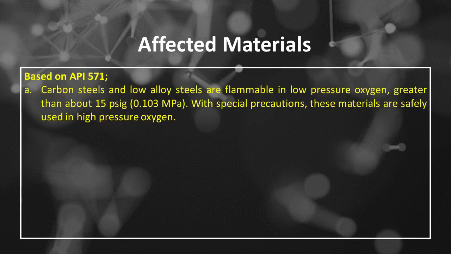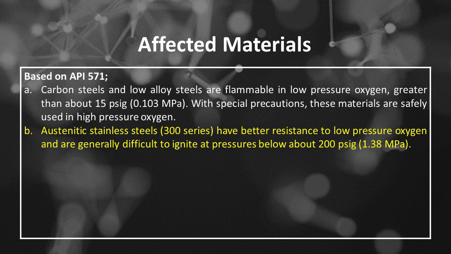Gaseous oxygen-enhanced ignition and combustion affected materials based on API 571. Number A, carbon steels and low alloy steels are flammable in low-pressure oxygen, greater than about 15 psig, 0.103 MPa. With special precautions, these materials are safely used in high-pressure oxygen. Number B, austenitic stainless steels, 300 series, have better resistance to low-pressure oxygen and are generally difficult to ignite at pressures below about 200 psig, 1.38 MPa.